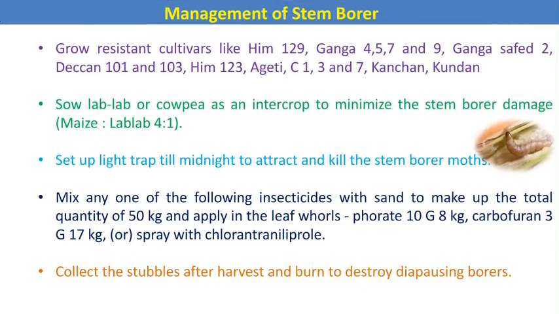Then for the management of the stem borer, grow resistant varieties like Kanchan, Kundan, Ganga Safed, like that. Then lablab and cowpea as an intercrop to minimize the infestation and damage of the stem borer. Then we can set up a light trap to attract the moths of the stem borer. Then these are some of the recommended insecticides: phorate, carbofuran, and chlorantraniliprole.